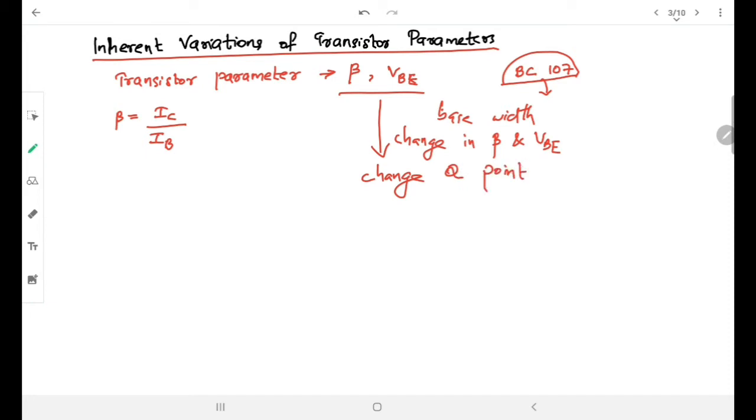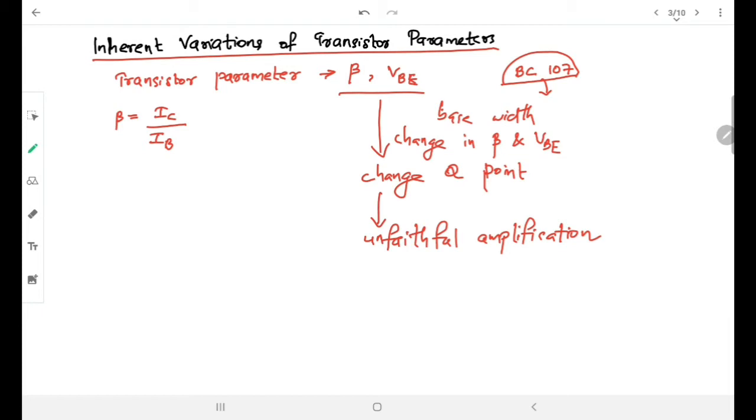So what will happen if the operating point is changing? It will lead to unfaithful amplification. So you have to note that the Q point has much significance. The variation in the Q point should be stable. If the Q point is changing, it will result in unfaithful amplification.